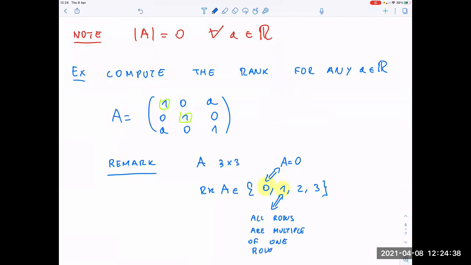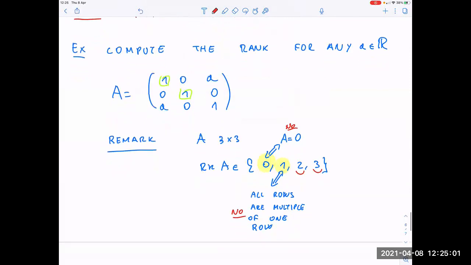Okay, and this is not the case because the first two rows are linearly independent. They have two markers, right? So the rank cannot be 1. So let me say this cannot happen. So the only possible values of the rank are 2 and 3. Yep. So this is a kind of thought we can always make.